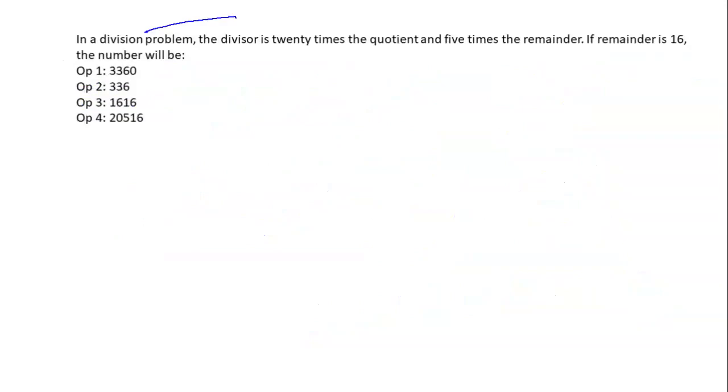In a division problem, the divisor is 20 times the quotient and 5 times the remainder. If the remainder is 16, the number will be. In a division problem, the divisor is 20 times the quotient and 5 times the remainder. If the remainder is 16, the number will be. So remainder is 16. Okay, so 5 times the remainder gives you 80. Okay, divisor is 20 times the quotient.